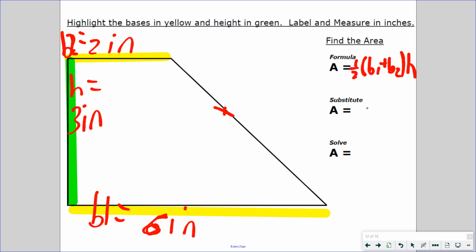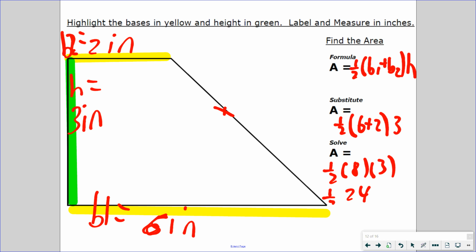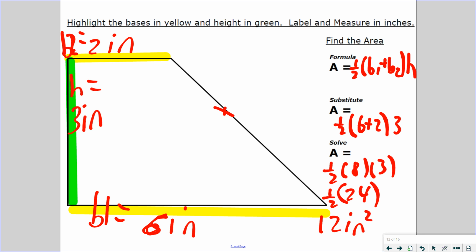So let's substitute the variables with the numbers. So 6 plus 2. And the height is 3. So let's solve it. What's 6 plus 2? 8. And what is 8 times 3? 24. And what is half of 24? It is 12 square inches. And that is how you find the area of a trapezoid.